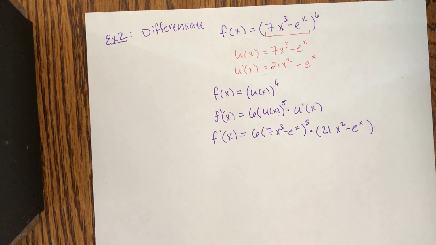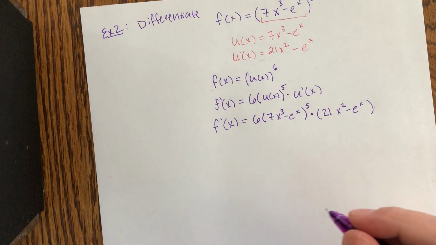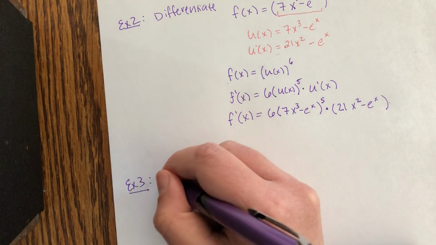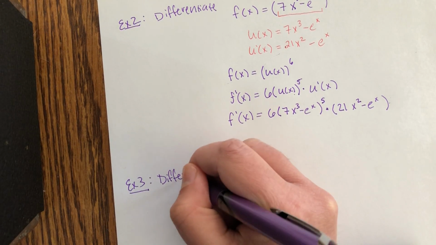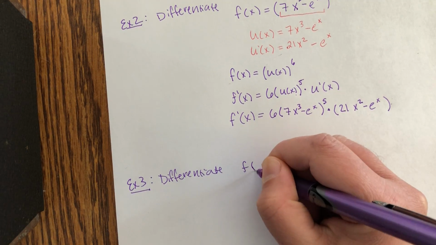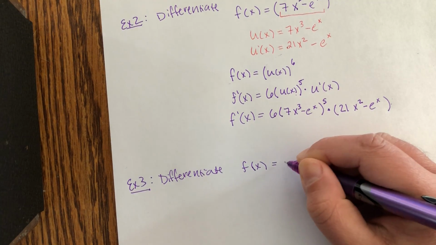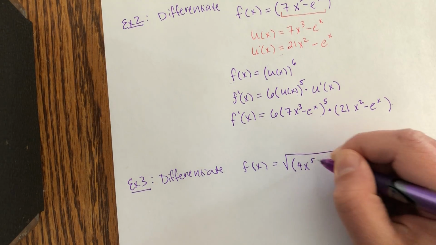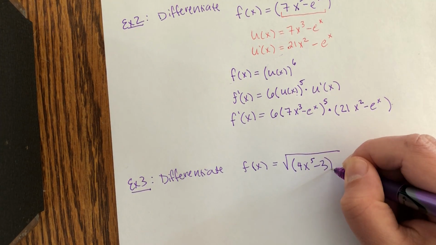All right, let's do one more example. Let's say we wanted to find the derivative of, differentiate means find the derivative of, the function square root of 4x to the 5th power minus 3, cubed.